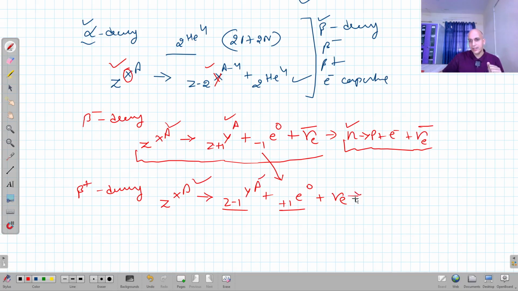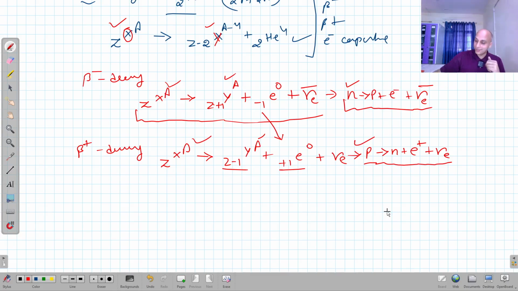And if I go into this process, then it is basically the conversion of proton into neutron plus positron plus neutrino. Right? This is the process that takes place inside the nucleus, and it takes place because the nucleus has excess protons, right? So the third process that is involved in beta decay is electron capture.